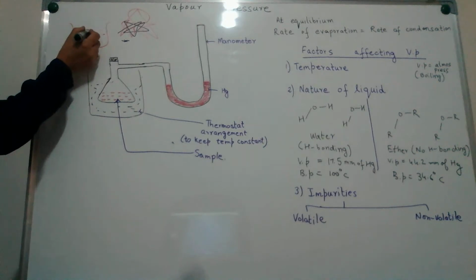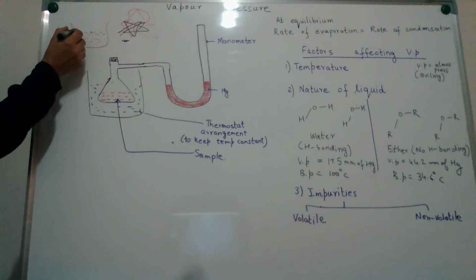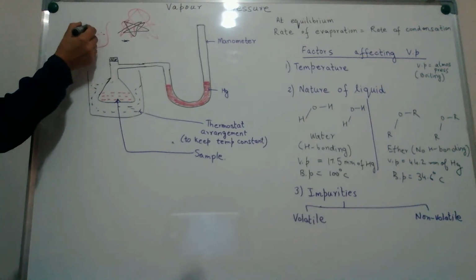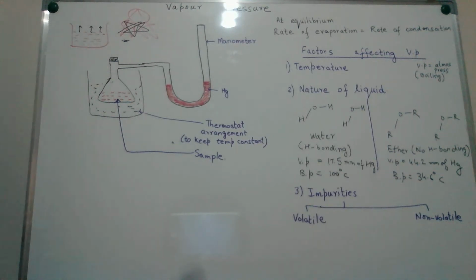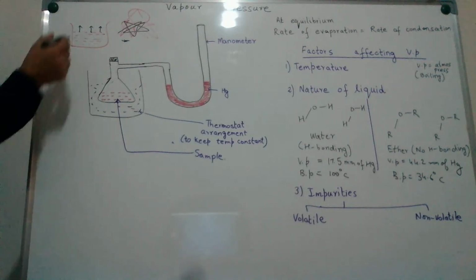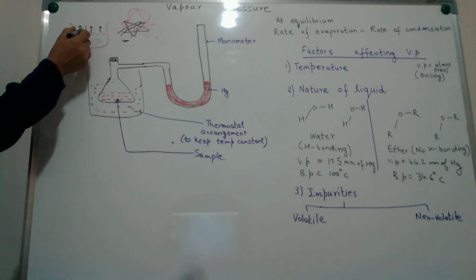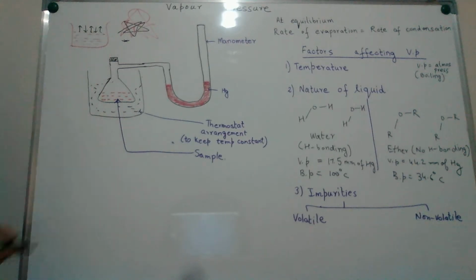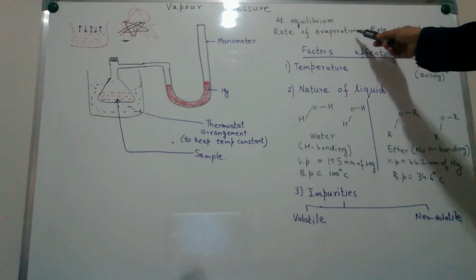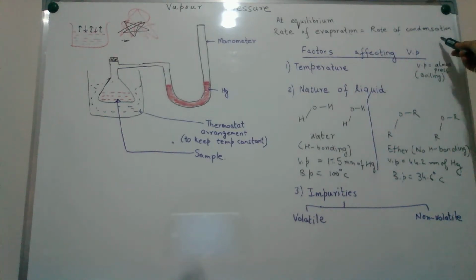So, the particles on the surface have a tendency to escape from the surface of the liquid if they have enough kinetic energy. When they escape, they will lose energy. When they lose energy, they will fall back into the liquid. In other words, we have two processes going on simultaneously. One, evaporation of the liquid, that means conversion of liquid into the vapor state, and condensation, that means conversion of the vapor particles back into the liquid state.